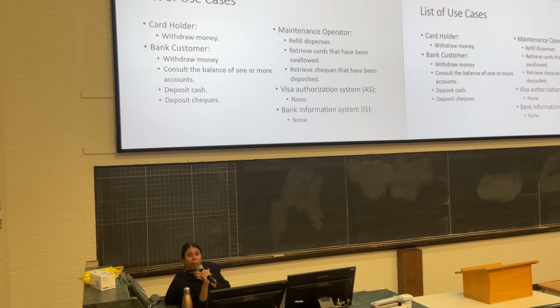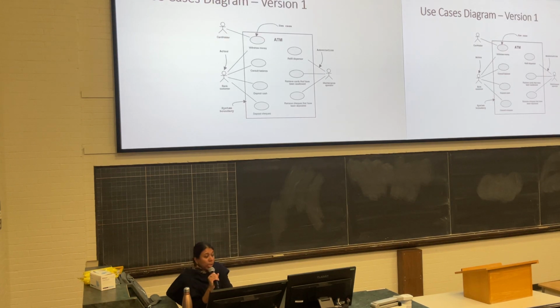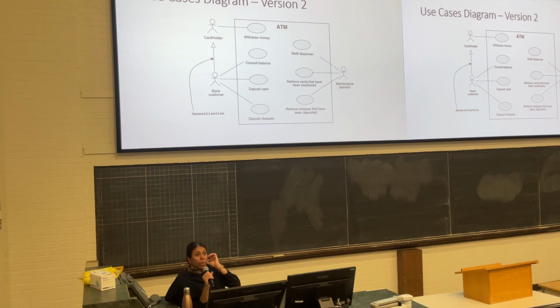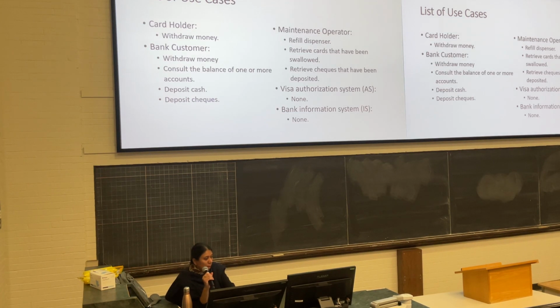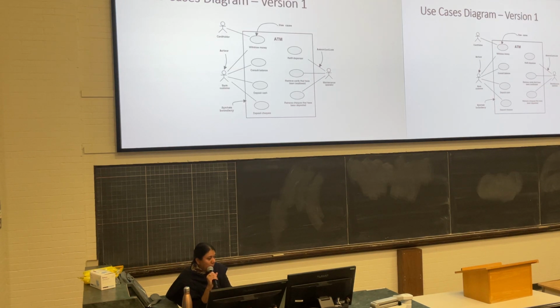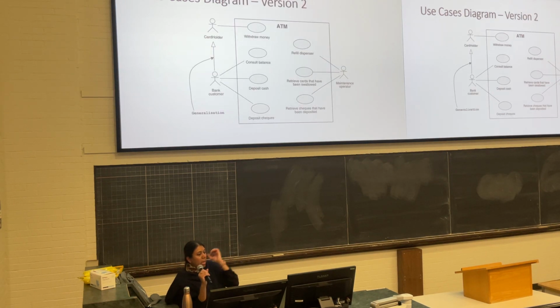Does that remind you of anything in object-oriented programming? Yes. Superclasses, child classes, inheritance. So we actually have the same notion. In the second version of the use case diagram, we are going to have an inheritance relationship, meaning the bank customer, who can do much more, is going to be a child class of the cardholder, which is the parent class.